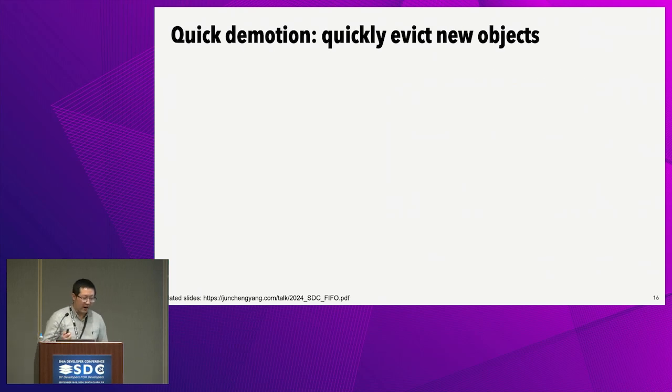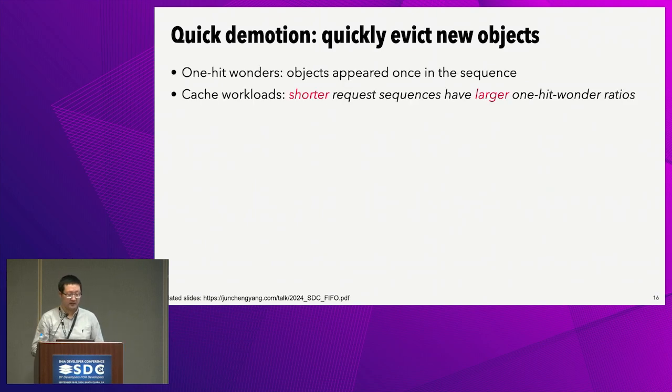You may wonder why evicting new objects faster is better, right? This brings the quick demotion idea. The idea of quick demotion is to quickly evict new objects. The motivation behind quick demotion is that we find that one-hit wonders are very common in cache workloads. One-hit wonders are objects that get requested only once in a request sequence. And we find that for cache workloads, shorter request sequences tend to have a larger one-hit wonder ratio.